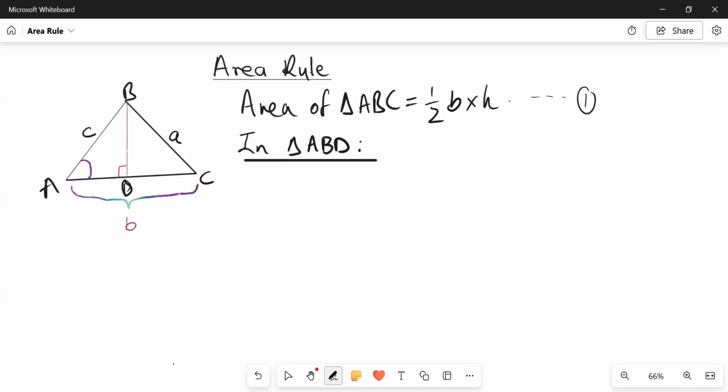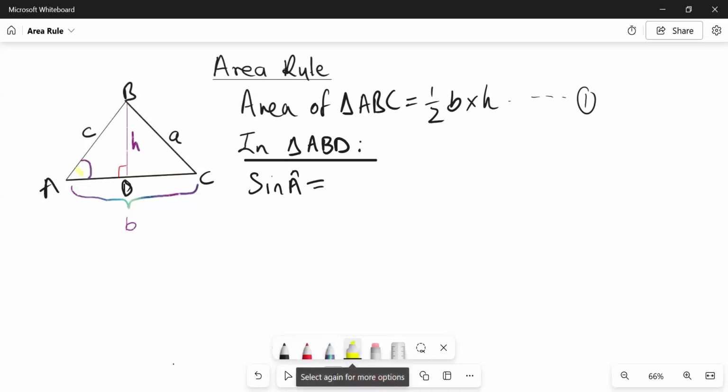So in triangle ABD, I want to look for sine A. I'm looking for sine A. So let's look for sine A using the trig ratios. So you go back, okay, this is our perpendicular height. So when we go back and look for sine A on this triangle, that's our triangle ABD, right? How do we get our sine A there?